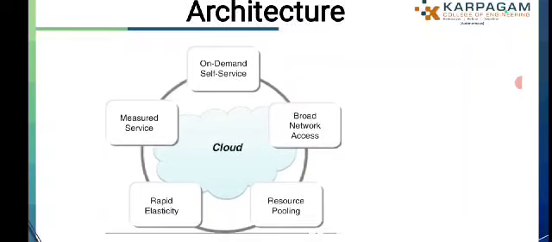There are five characteristics that categorize cloud computing. First is on-demand self-service, second is broad network access, third is resource pooling, fourth is rapid elasticity, fifth is measured services.